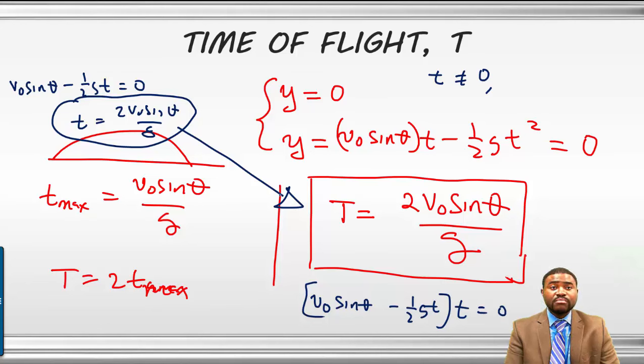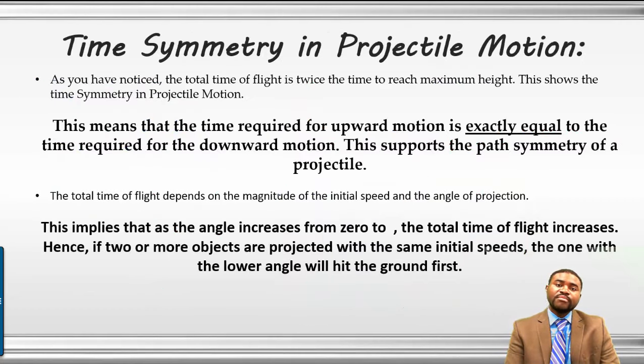But the only thing I really need for you to burn into your mind is the fact that, one, there is time symmetry in projectile motion. In other words, the total time of flight is twice the time to reach maximum height. And the time symmetry implies, listen carefully, the statements are up on the board, bold. Watch. Time symmetry implies that the time required for the upward motion is exactly equal to the time required for the downward motion.